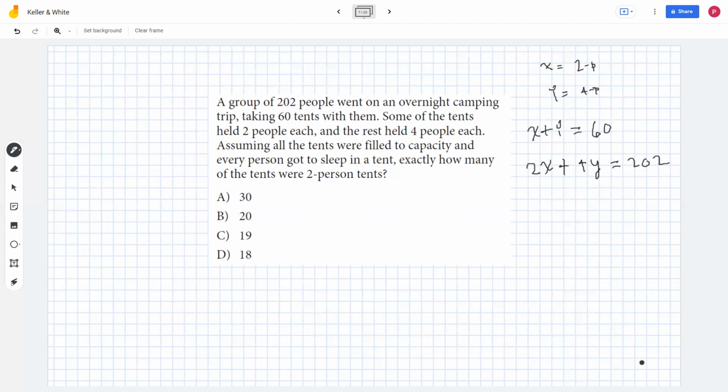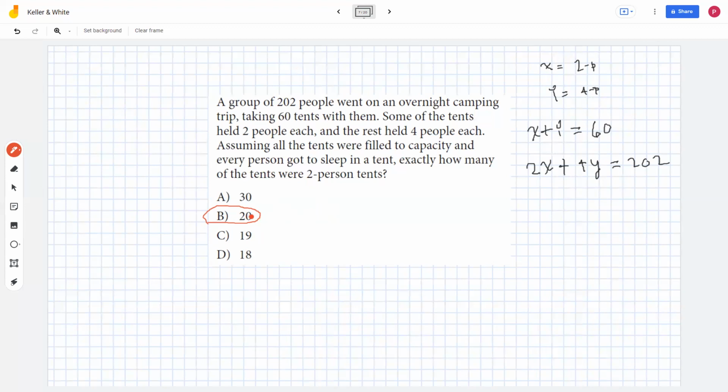What if you just say, wait a minute, the answer choices are right there. I think I'll try one. I think that's what I'm going to do. And by the way, I always try easy numbers first because I like to have things be easy, especially when I'm first figuring out what's going on in a problem. Could there be 20 of the 2-person tents? Well, let's see. They've got 60 tents altogether. So if they have 20 of these, then they've got 40 of the others.